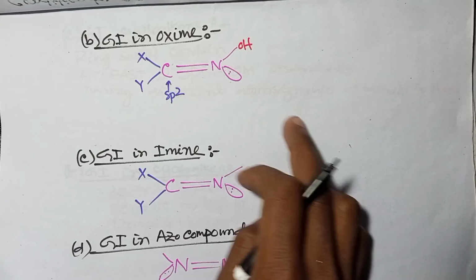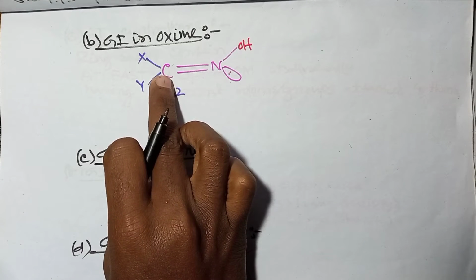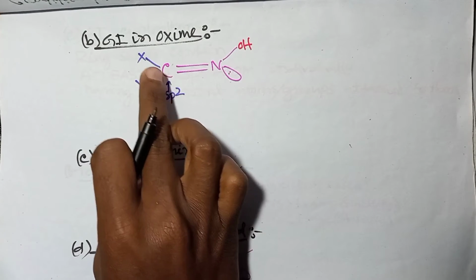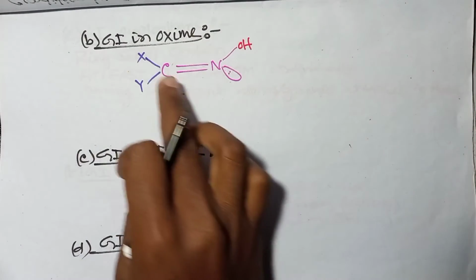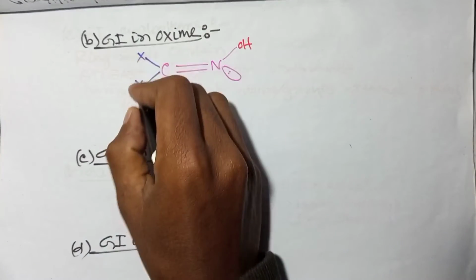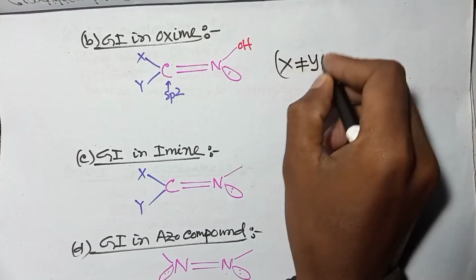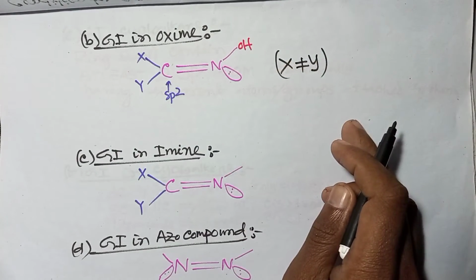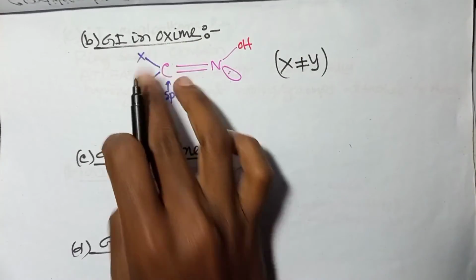The structure of oxime is something like this, and this is an sp2 hybridized carbon atom, and these are two groups attached to this carbon atom. The condition says that these two groups should be different. X should not be equal to Y. So this is the condition for geometrical isomerism in oxime. These two groups should be different.